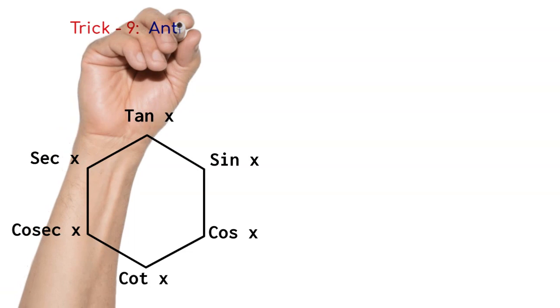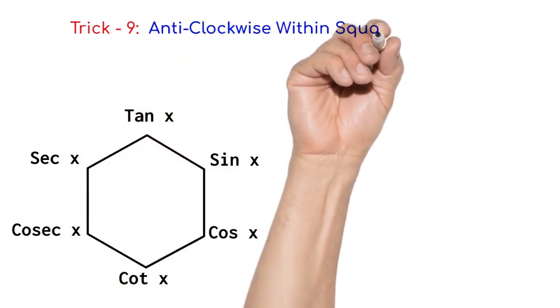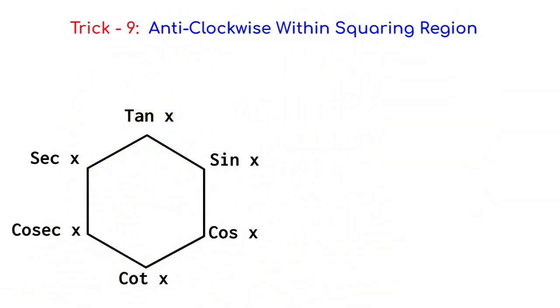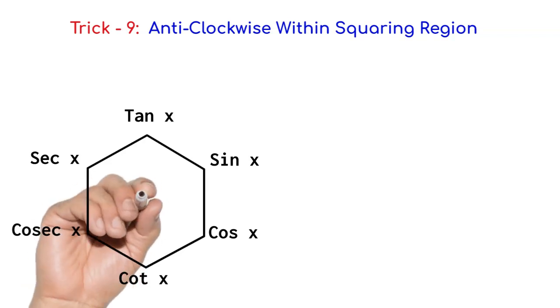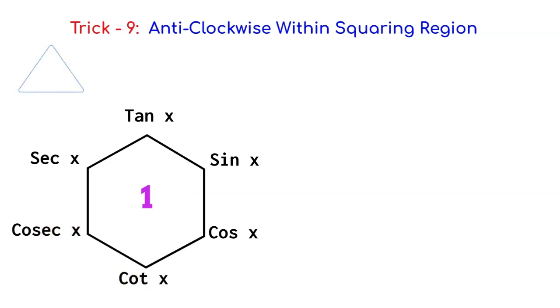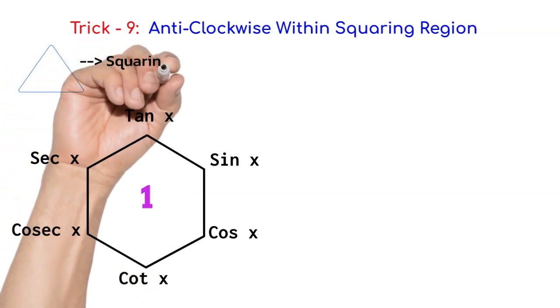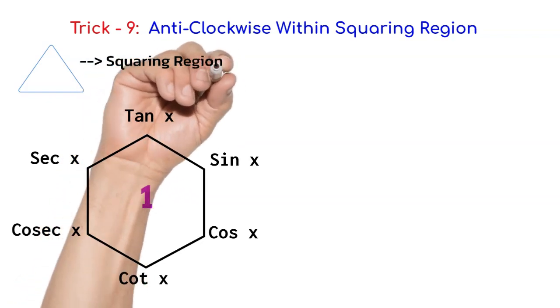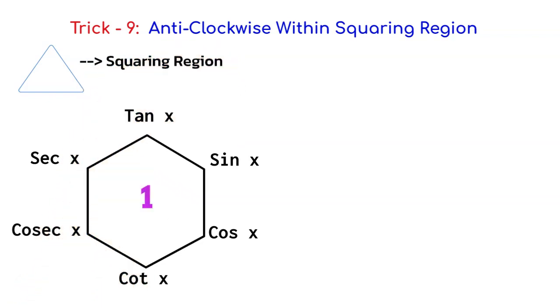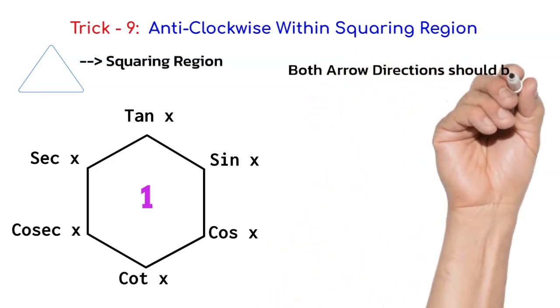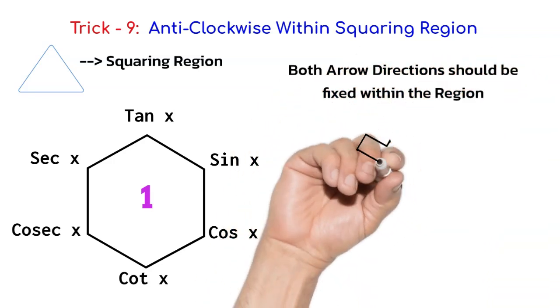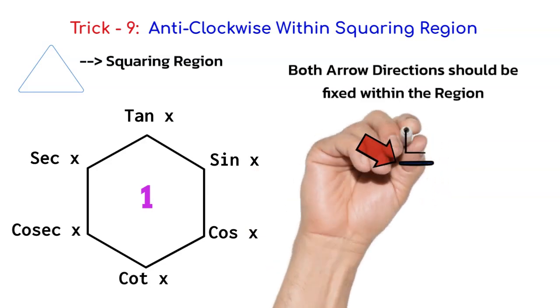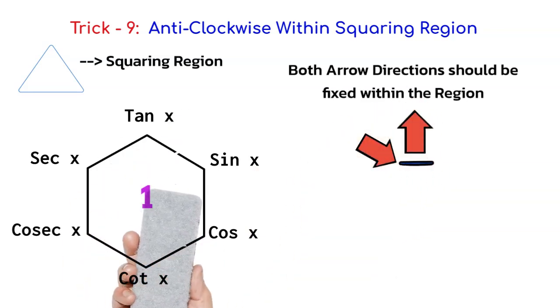Similarly, trick 9 is the anti-clockwise within the square region, which is the same one, but here we are considering the anti-clockwise direction. In this trick number 9, let the 1 be at the center of the hexagon, and here also we are considering the triangle as the squaring region, which should include the center element 1 and the two trigonometric elements. For writing the equation, the elements in the squaring region will be considered in this direction, that is, first diagonally down right, then up.